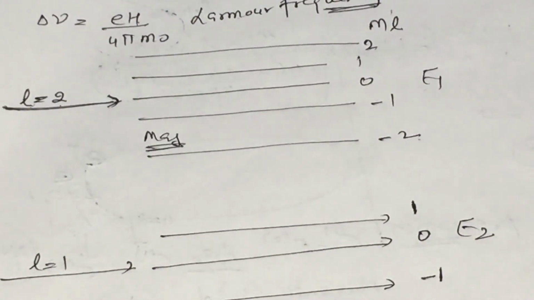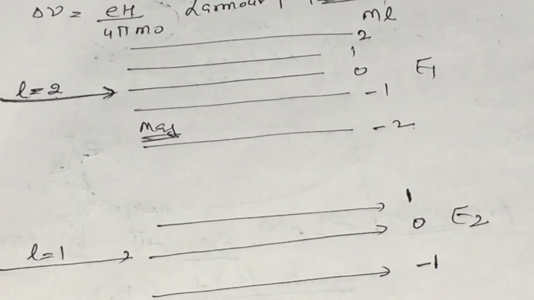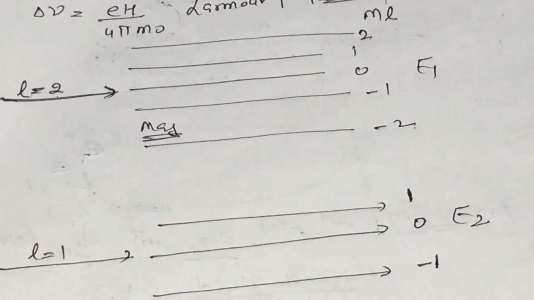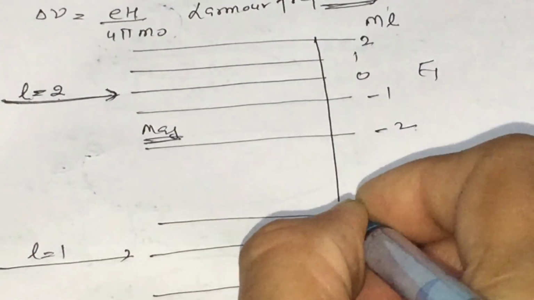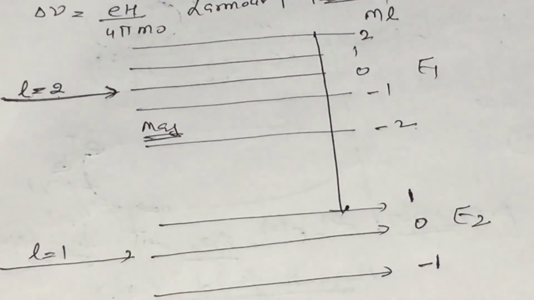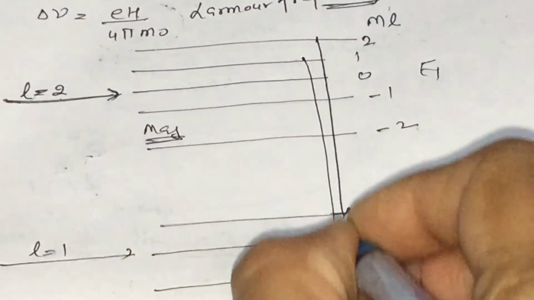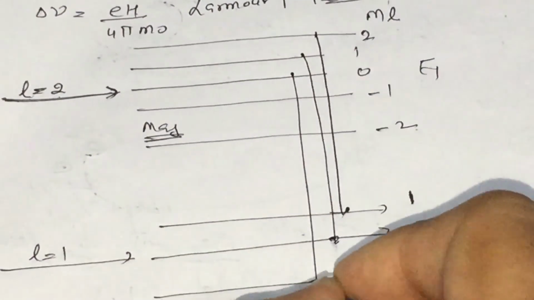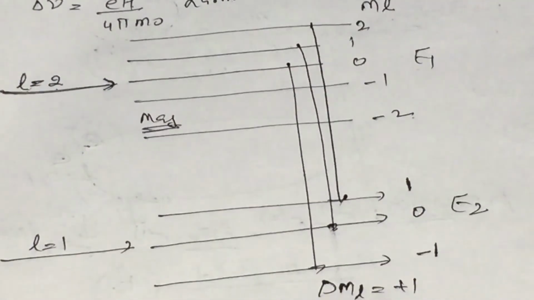It means only some sort of jumps or shifts of the electron will be possible. The electron may move from 2 to 1. In this case, the change in ml is plus 1, and from 1 to 0 or from 0 to minus 1. In all the cases, the change in the value of ml is plus 1, which is according to our rule.